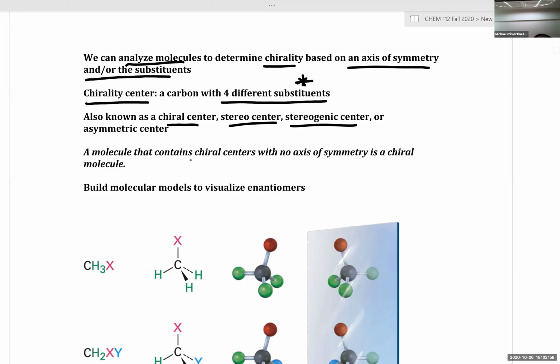Now, a molecule that contains chiral centers with no axis of symmetry is known as a chiral molecule. The easiest way to visualize chiral molecules is to build molecular models to help visualize your enantiomers. So let's look at an example.